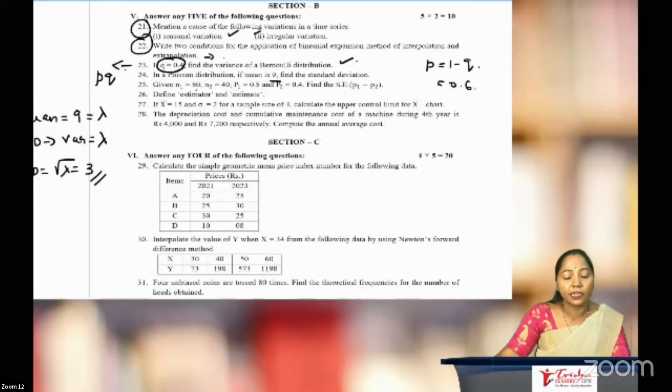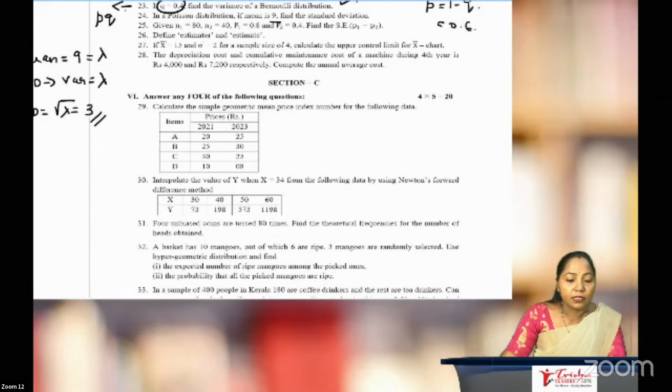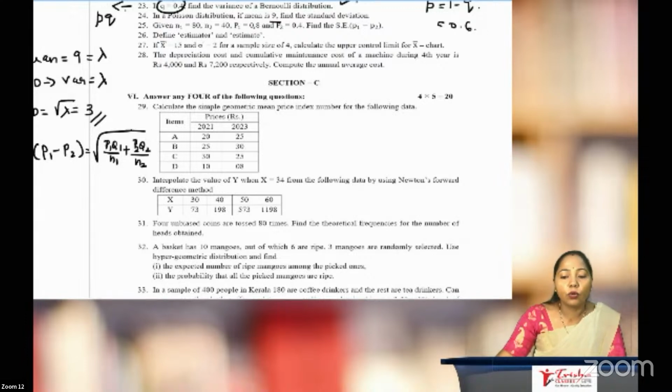Question number 25 is from inference. Sample size N1 is given as 80, N2 is 40, P1 is 0.8, P2 is 0.4. They are asking us to find the standard error for the difference in the population proportion. We have the formula as P1 Q1 by N1 plus P2 Q2 by N2. Substitute and find the answer. Q1 will be 1 minus P1, that is 0.2. Q2 will be 1 minus 0.4, that is 0.6. So 0.8 into 0.2 by 80 plus 0.4 into 0.6 divided by 40.